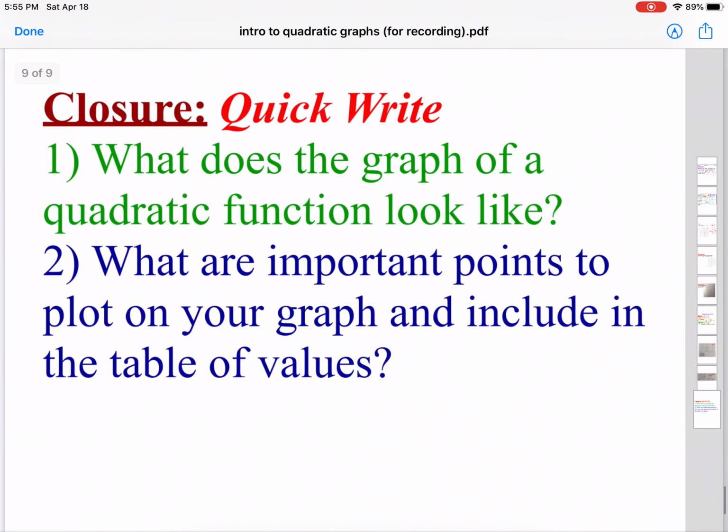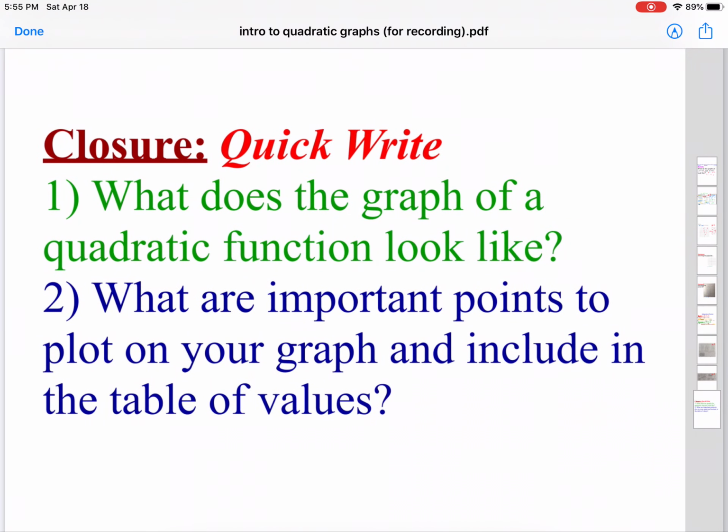Last but not least, we're just going to start with this quick write. We can do this together. There's no exit ticket problem for this lesson. Just to review some key ideas here.